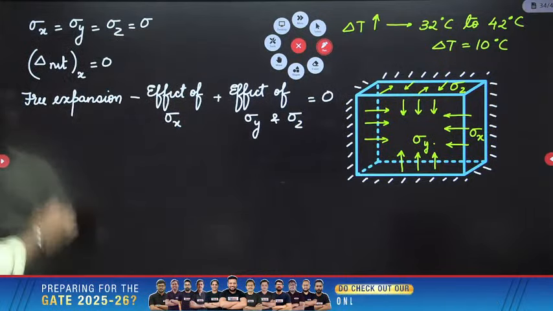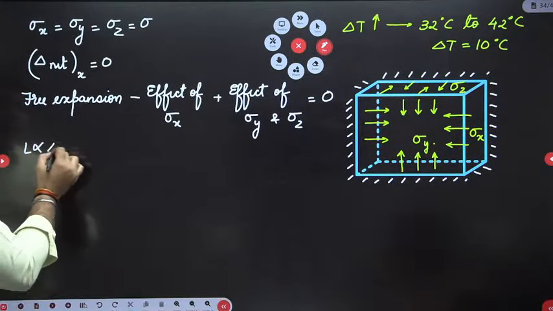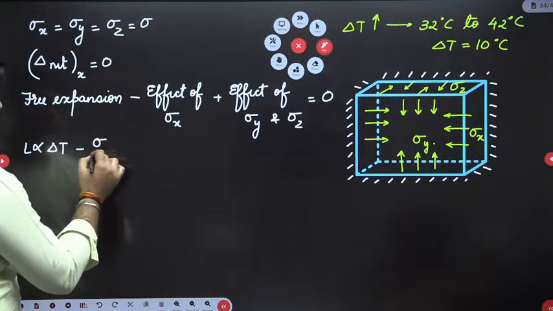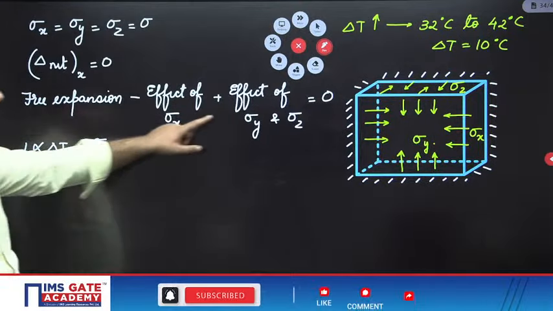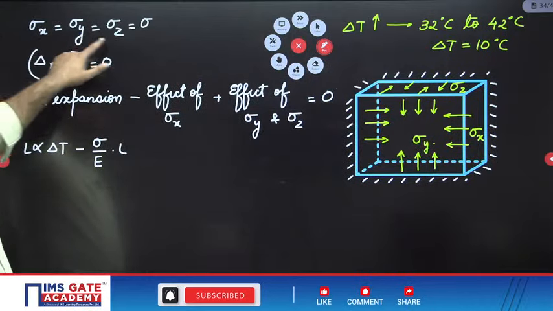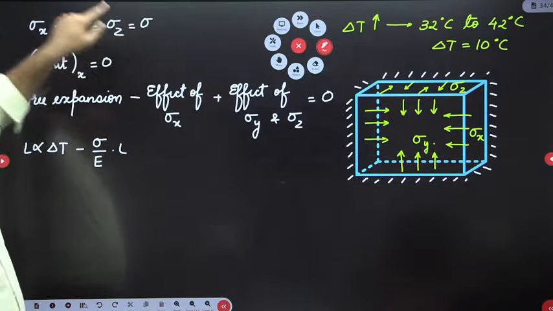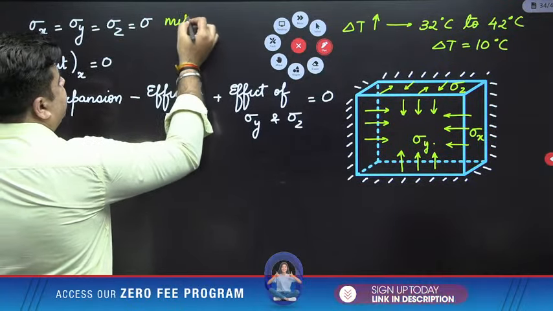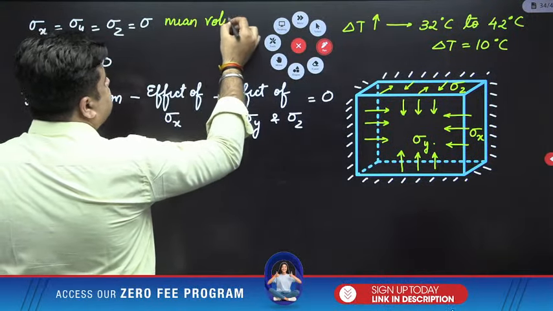Now check this out. What is free expansion? Free expansion is L alpha delta T. Effect of sigma x is minus sigma by E into L. I know that, right? This I have written just to write the equation properly. But at the core of my heart, I know that sigma x is equal to sigma y is equal to sigma z is equal to sigma, and this sigma is nothing but the mean volumetric stress.